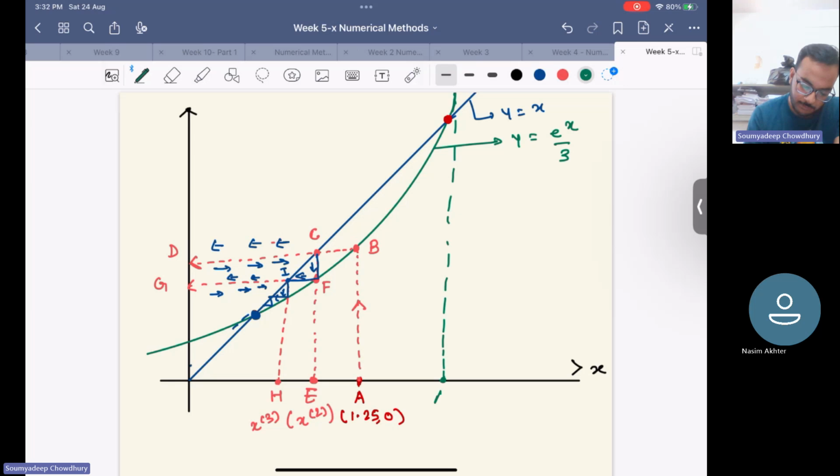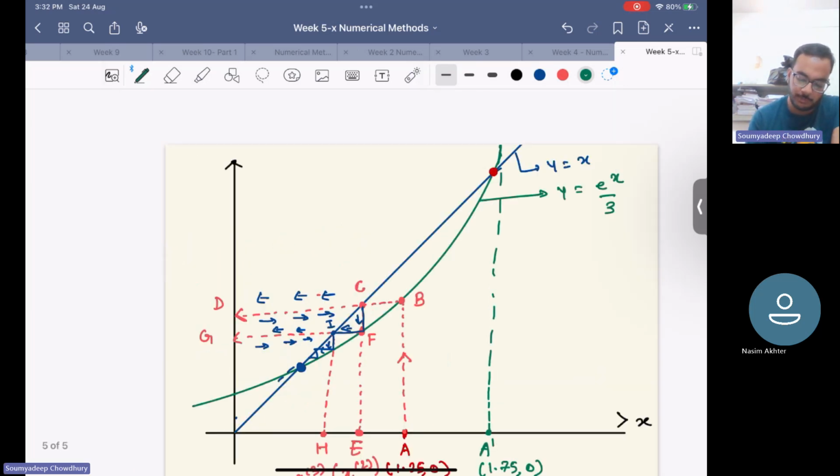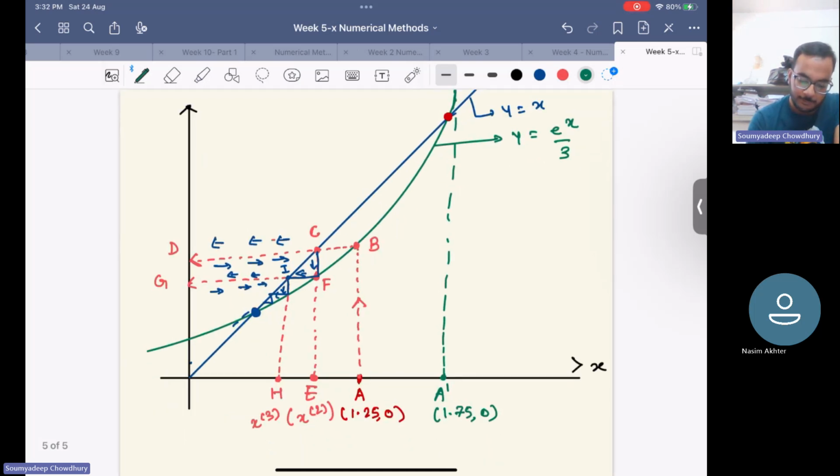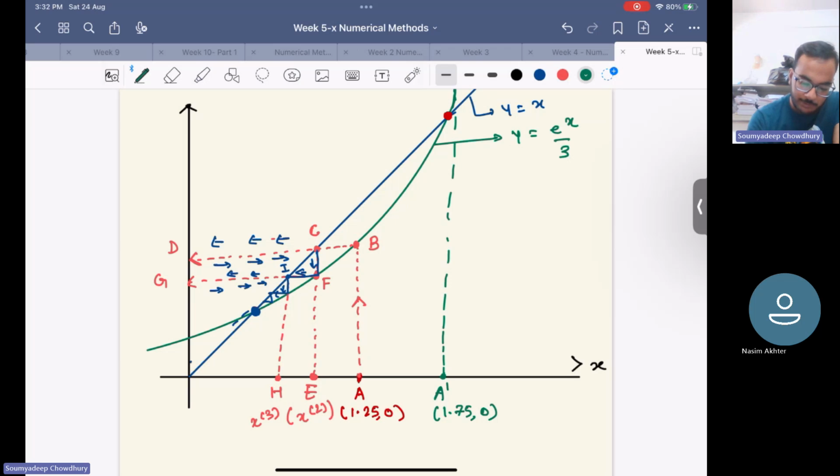Suppose this is my a dash I am taking, which is 1.75. So maybe the scale of the graph is not correct. If you see here 1.75, if we follow the same procedure at 1.75, the value is this functional value. Then we will move here, then we will again move to our y-axis. Gradually, we will move in the upward direction and we will be diverging from the root. That is why we are getting large.